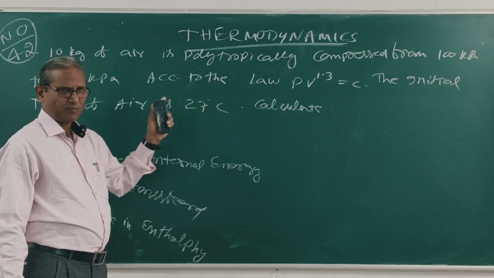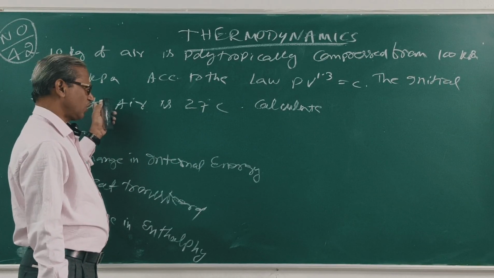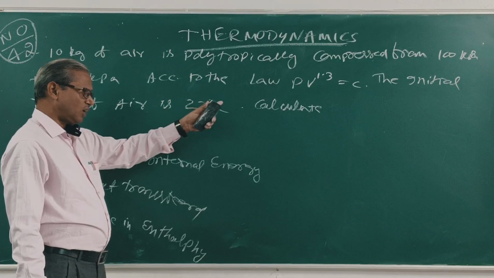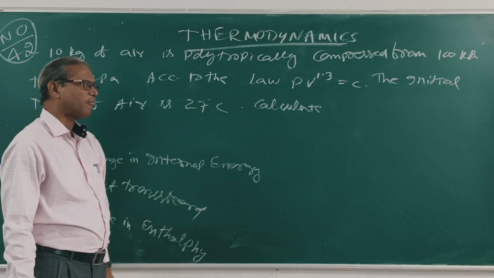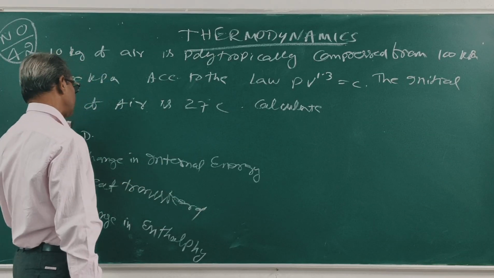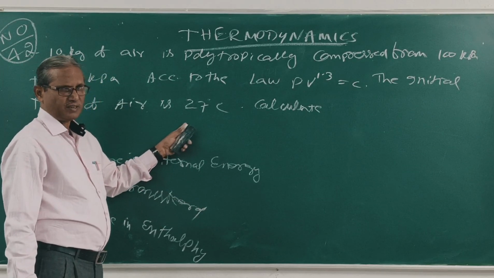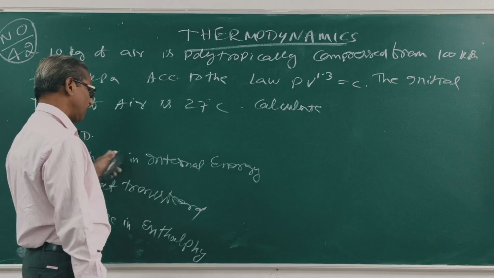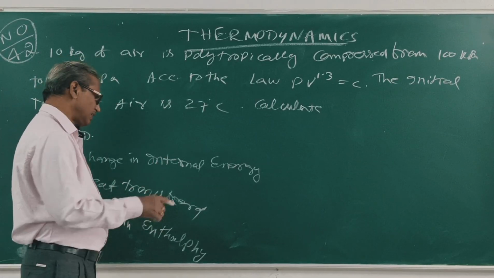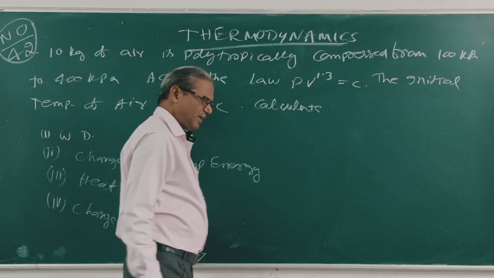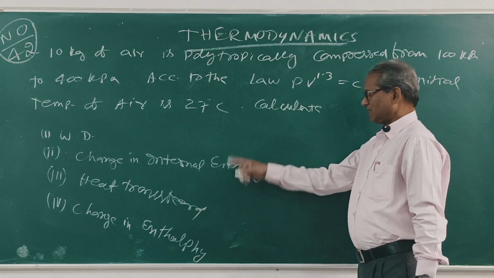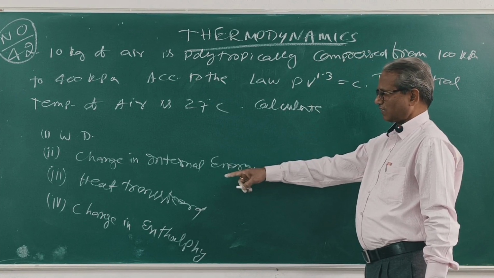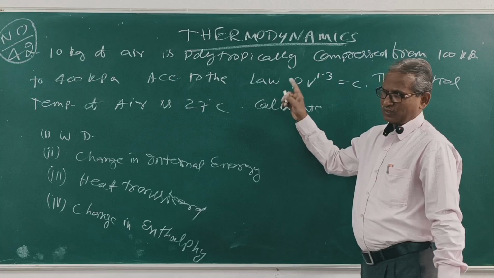P1 is 100 kilopascal, P2 is 400 kilopascal. According to the law, Pv to the power 1.3 is constant, n is 1.3. The initial temperature is 27 degree centigrade. Find work done, change in internal energy, heat transfer, and change in enthalpy. Right? Four questions are being asked. This is our given data.